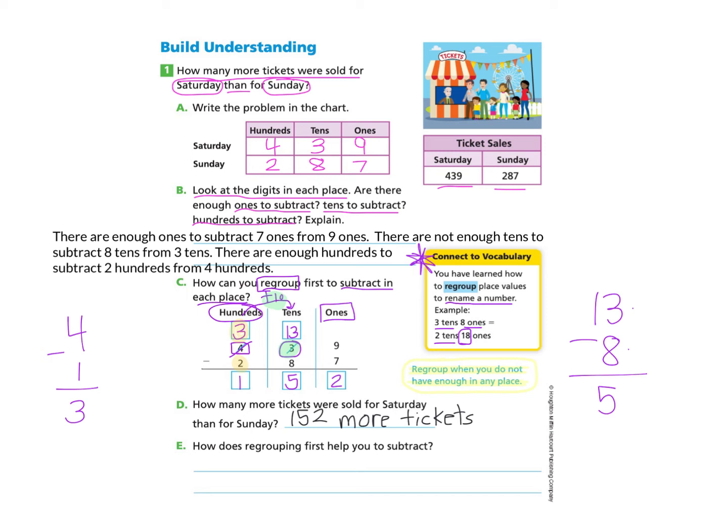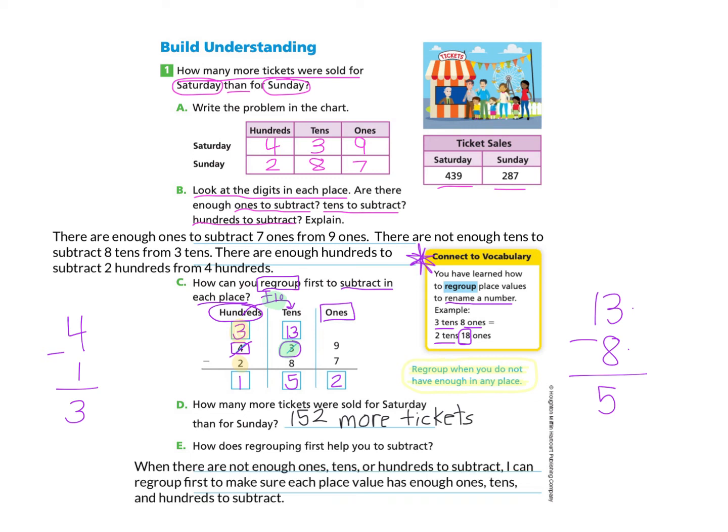How does regrouping first help you to subtract? I can explain my thinking that when there are not enough ones, tens, or hundreds to subtract, I can regroup first to make sure that each place value has enough ones, tens, or hundreds to subtract.